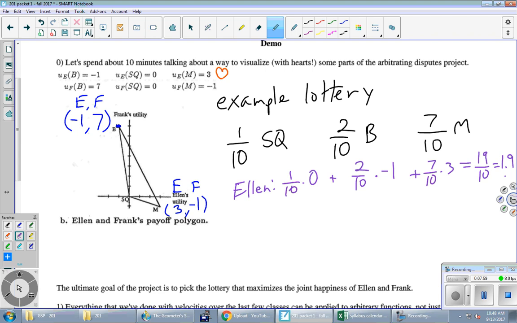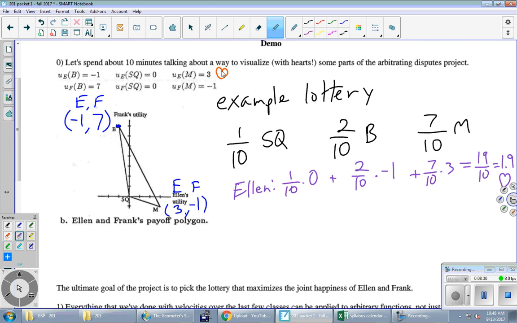So 1.9 hearts. Here's what that means. This is just Ellen. Haven't looked at Frank. If we do this complicated lottery, 1/10 of the time stay home, 2/10 of the time go to the beach, 7/10 of the time go to the mountains, and we do this over and over again, I know they're only going on vacation one time, but if we pretend and run the simulation hundreds or thousands of times, on average, Ellen expects that for every single vacation that they take, she is going to walk away with 1.9 hearts.